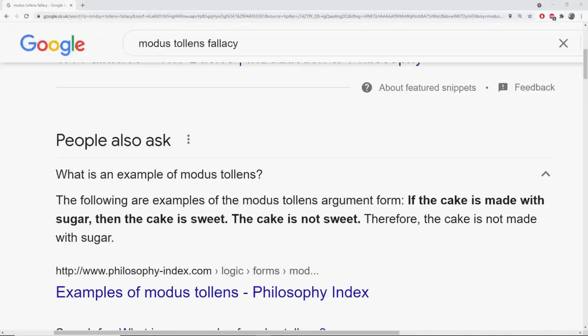So Nathan and the flat earthers like to use the modus tollens argument, if P then Q. I'm just going to let you listen to what Nathan has to say about this.